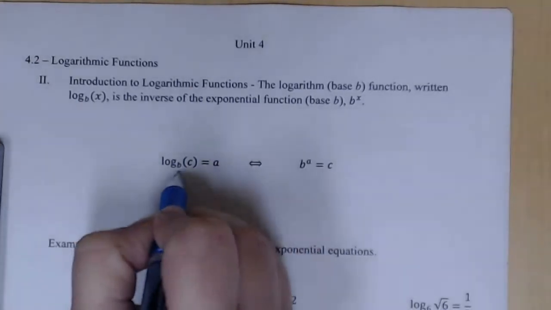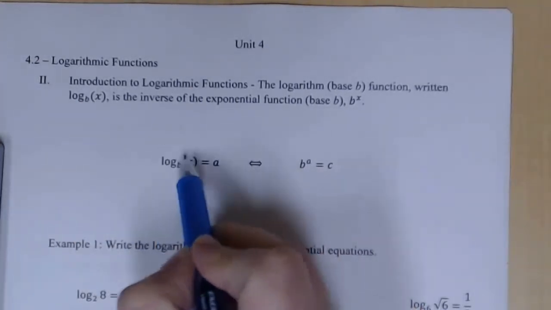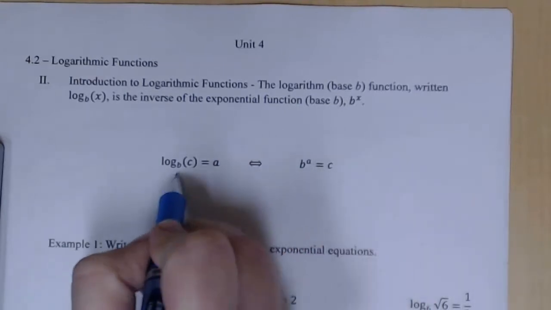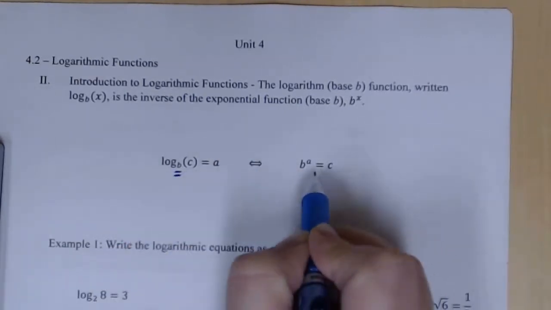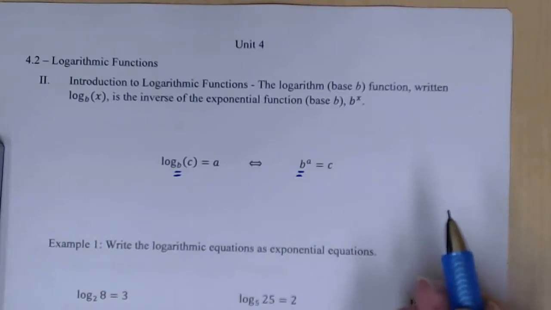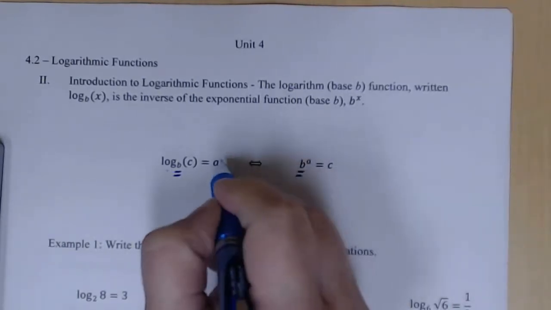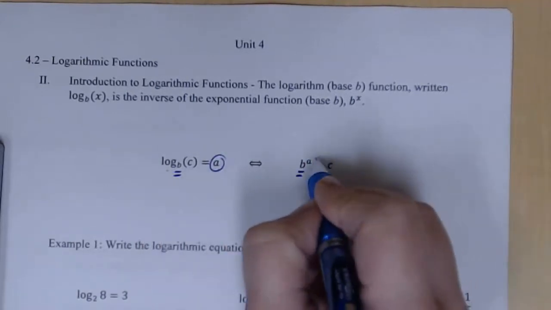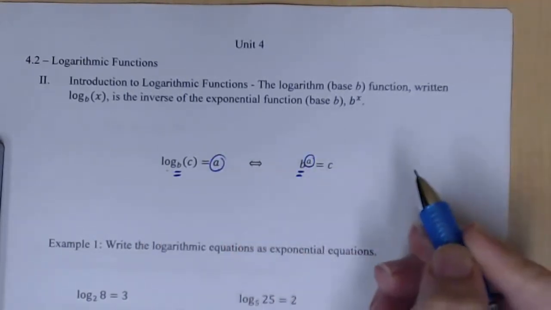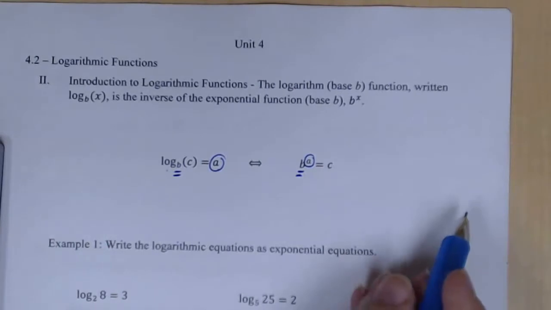You'll notice that if I want to go from a logarithm and rewrite it as an exponential, the base of the log is the base of our exponent. A logarithm is equal to an exponent, so what it's equal to is the exponent on my exponential. And then c is the last letter.